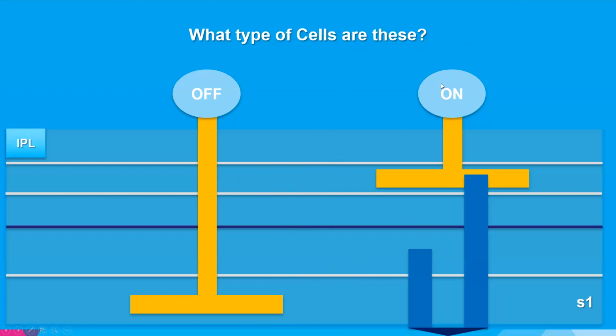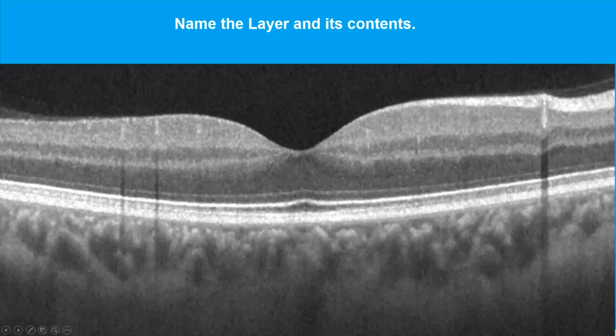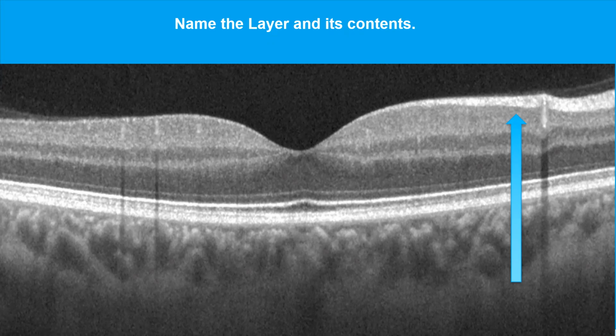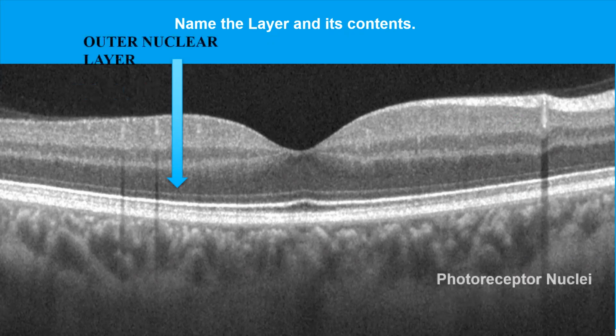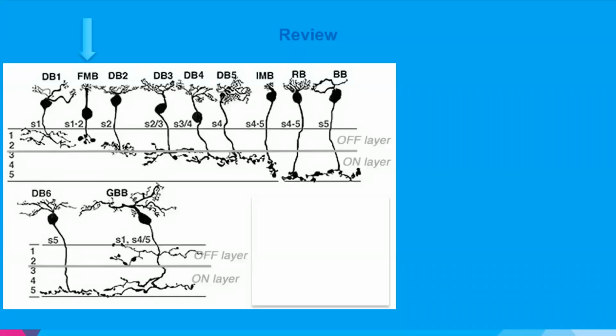And which type of cells are these ganglion cells? Good. Okay. Name the layer and its contents. I'm pointing to that layer. What is that layer? And what's its contents? Ganglion cell nuclei. You got it. What about that one? The outer nuclear layer. The cell bodies of the photoreceptors. You got it. Back to this one. What is that cell?